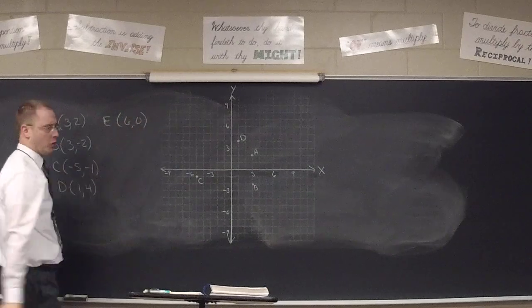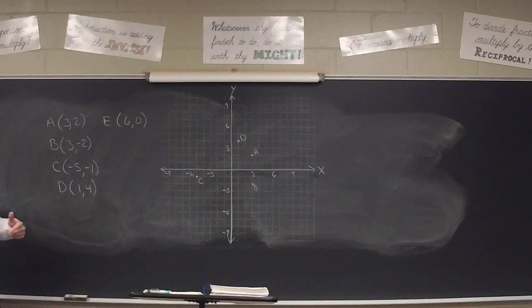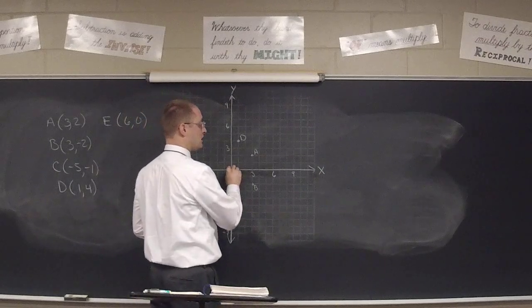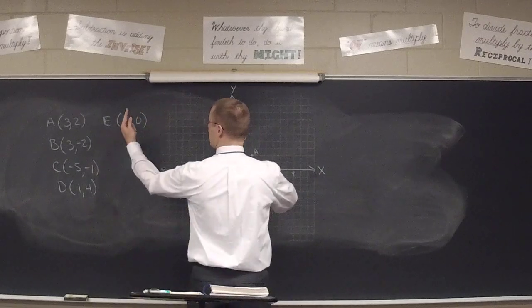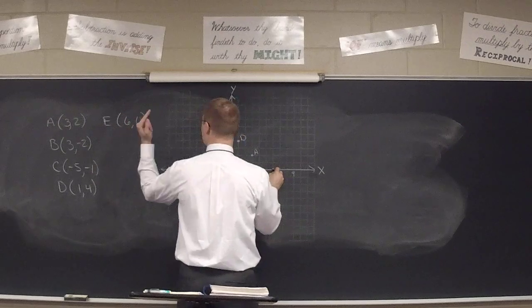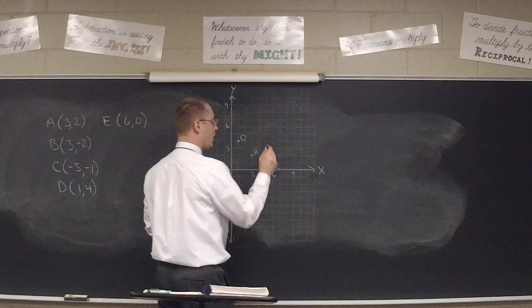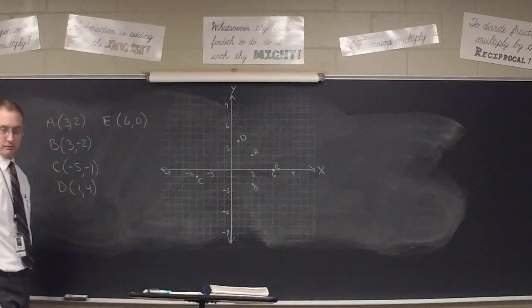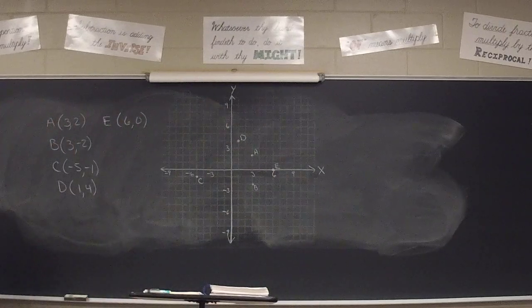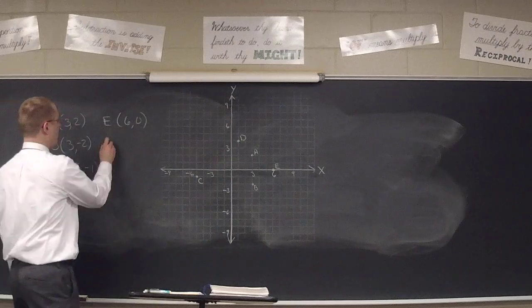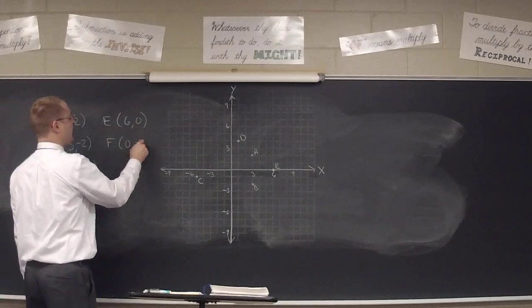How about point E? 6, 0. Well, we start, class, at the origin. We go over 0. No, 6. We go over 6, then we go up nothing. So we're going to stay on the x-axis. Over 6, but up nothing. Make sense?